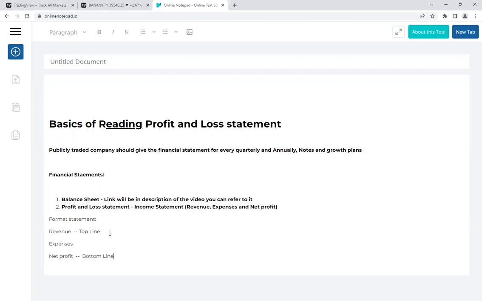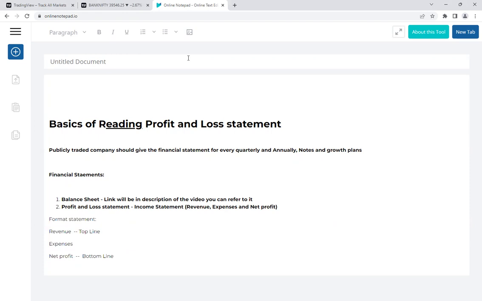So what they are referring to is, top line is good means the revenue of the company is good, whereas if the bottom line is not up to the mark or up to the estimation, it means the net profit is not up to the estimation. So this is the format of the income statement.